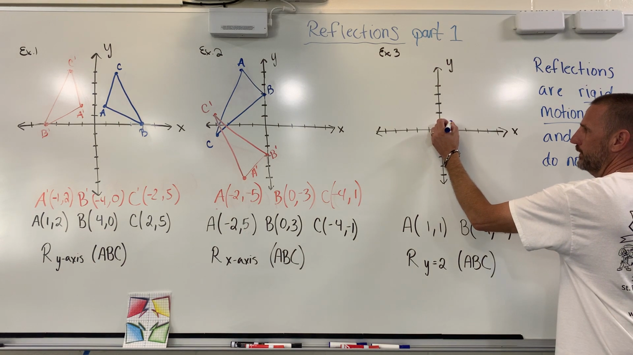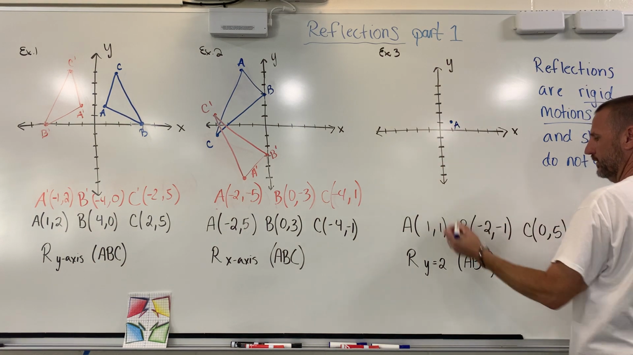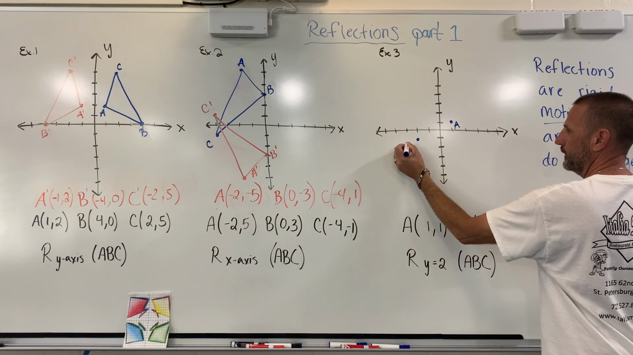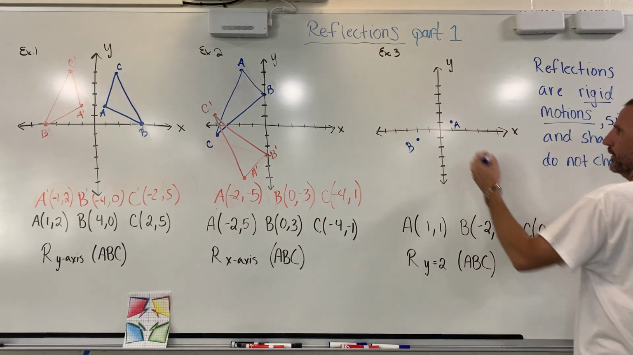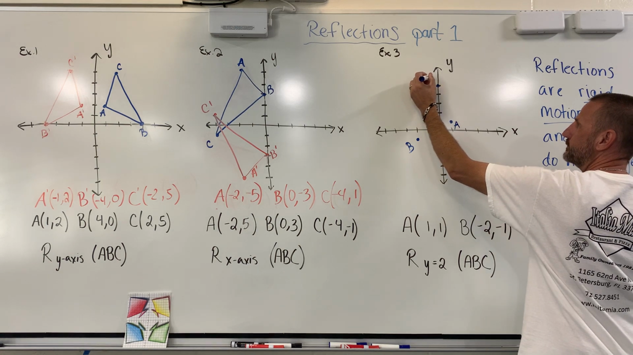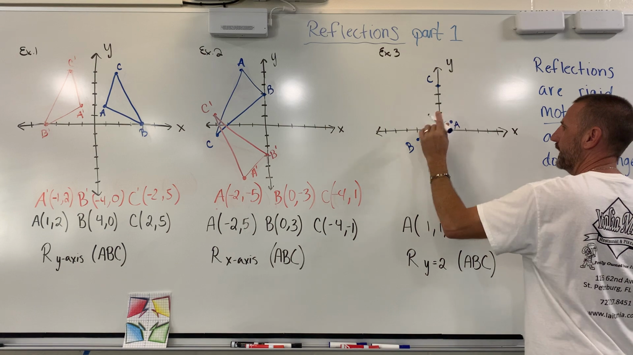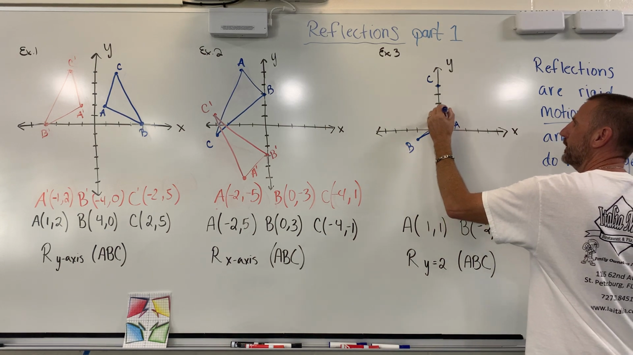I've got 1, 1, that's going to be my A value. Negative 2, negative 1, that's my B value. And C is at 0, 5, so that's up here. All right, so connecting the dots. Oh wow, I missed on that one, but we'll do better. All right.